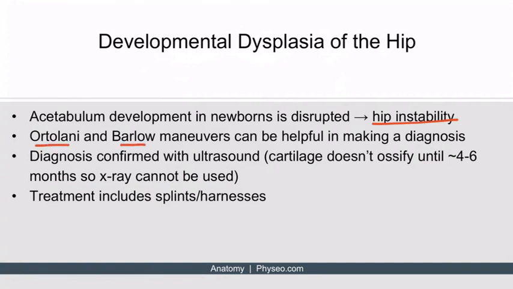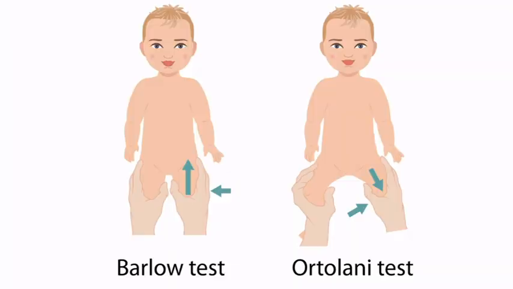Let's pull up an image so you can see what these look like. The Barlow test involves several steps. First, the knees are flexed to a 90-degree angle. Second, the thighs are brought towards the midline, which you can see is indicated by this arrow right here. And third, the examiner applies force posteriorly, which you can see by this arrow, which essentially attempts to push the head of the femur away from the hip joint. If the dislocation is palpable, then the test is considered positive.